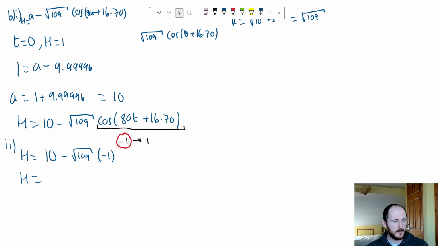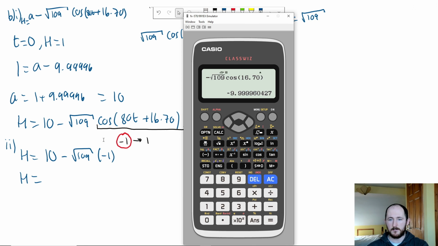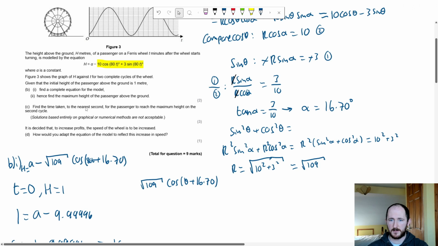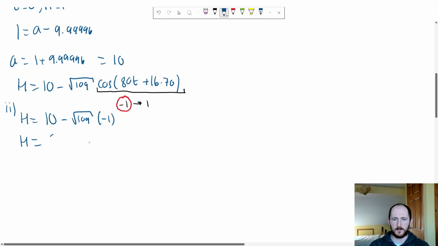So, again, if they wanted the minimum value, we would then make cos not necessarily as small as possible, but we'd make the overall thing as small as possible by making cos as big as possible. So 10, I'm going to say plus root 109, because I know it's going to be minus and minus. Thanks, calculator. 20 point, does it say how many significant figures? I'm just going to say 20.44.